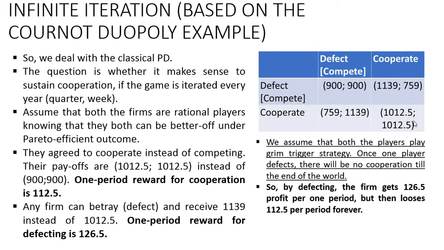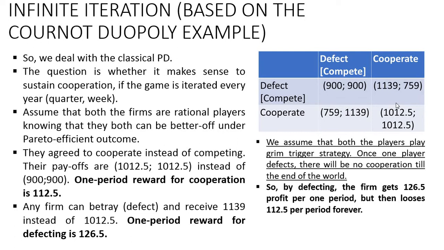Okay, so the question is whether it makes sense to sustain cooperation if the game is iterated every year or every quarter or every week. So let's say every period. So we assume that both firms are rational players and they both keep in mind that they can be better off under the Pareto efficient outcome, cooperate. So assume that they agreed to cooperate instead of competing. So now we start at the point when both firms receive 1012.5 as a payoff.